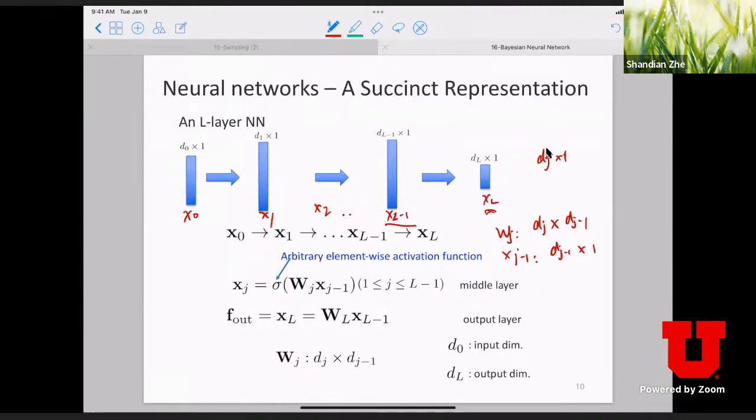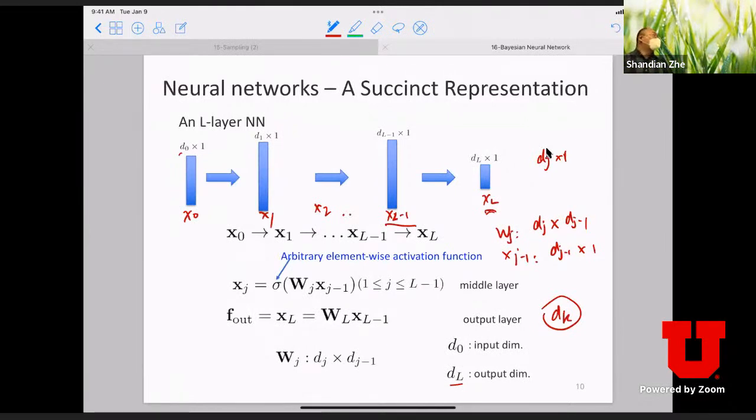And dj or dk in general means the dimension of each layer, or the number of neurons in each layer. And d0 actually is the dimension of the input, and dL is the dimension of the output. This is the general case, although in most cases, dL is simply 1. You know, just predict a scalar value. But there are some cases where you predict a vector.